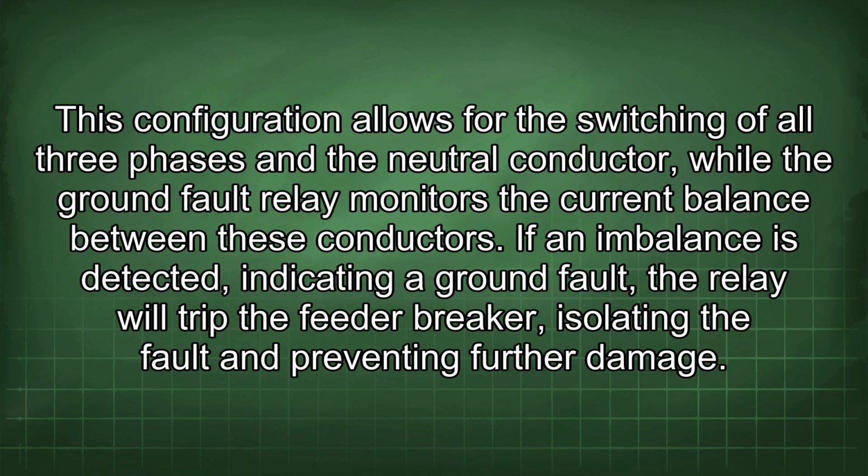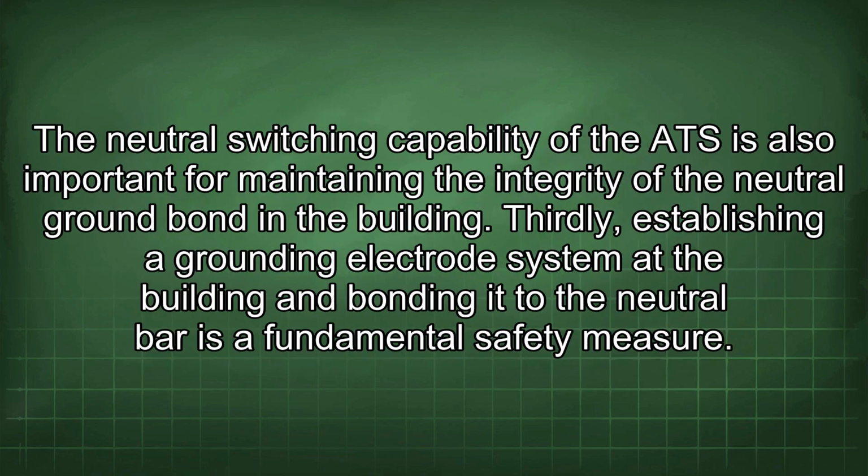Secondly, the selection of a 3-pole 4-wire ATS with ground fault relay is crucial. This configuration allows for the switching of all 3 phases and the neutral conductor, while the ground fault relay monitors the current balance between these conductors. If an imbalance is detected, indicating a ground fault, the relay will trip the feeder breaker, isolating the fault and preventing further damage. The neutral switching capability of the ATS is also important for maintaining the integrity of the neutral ground bond in the building.